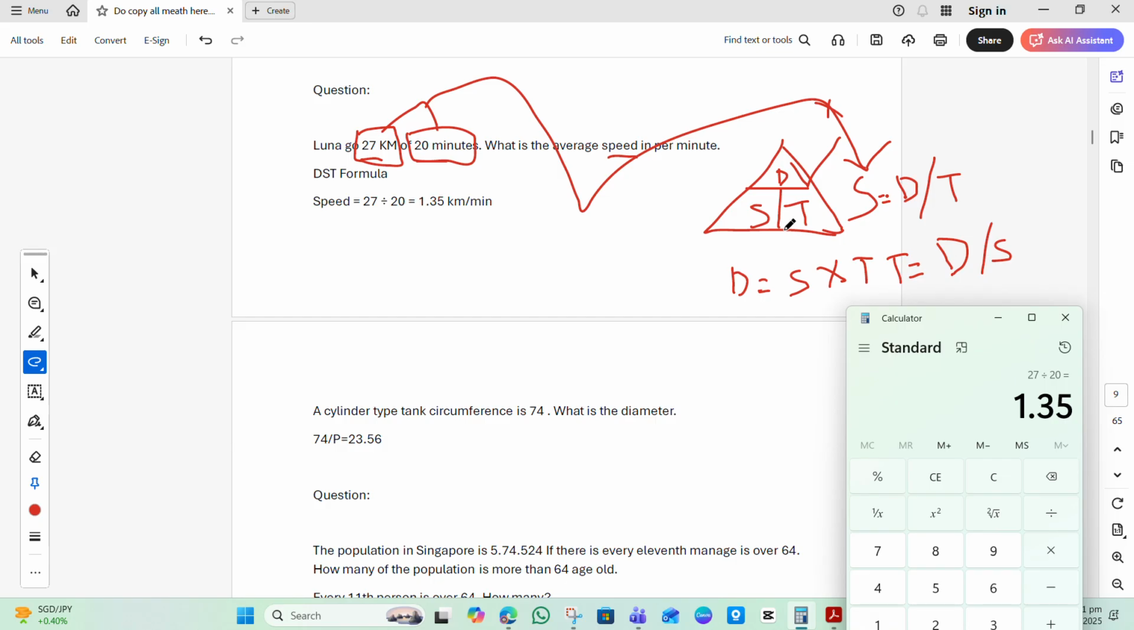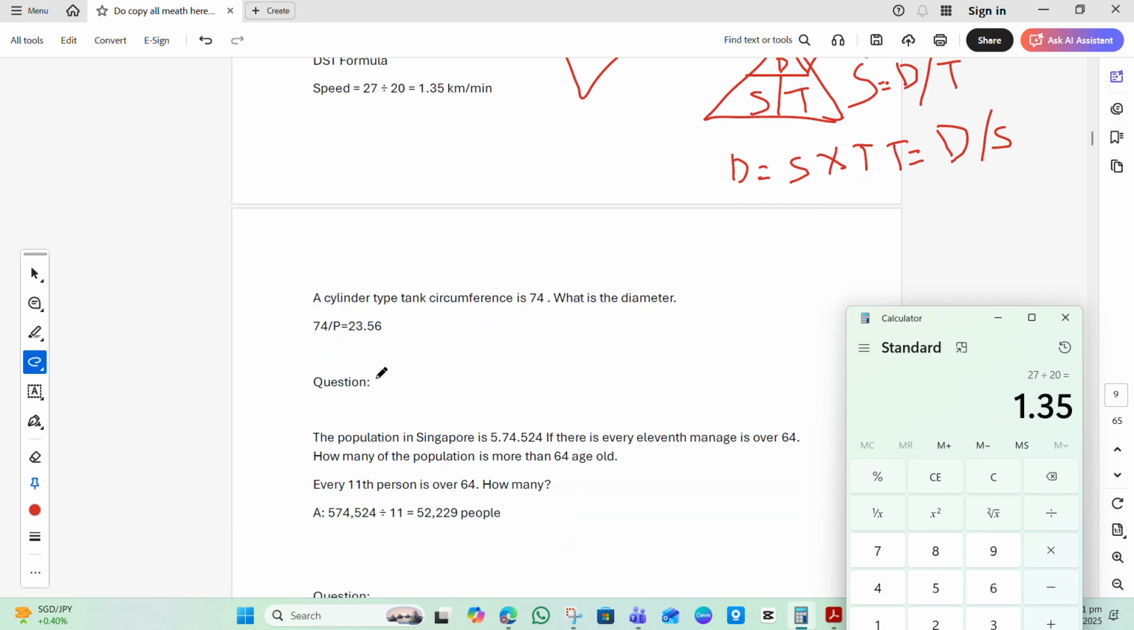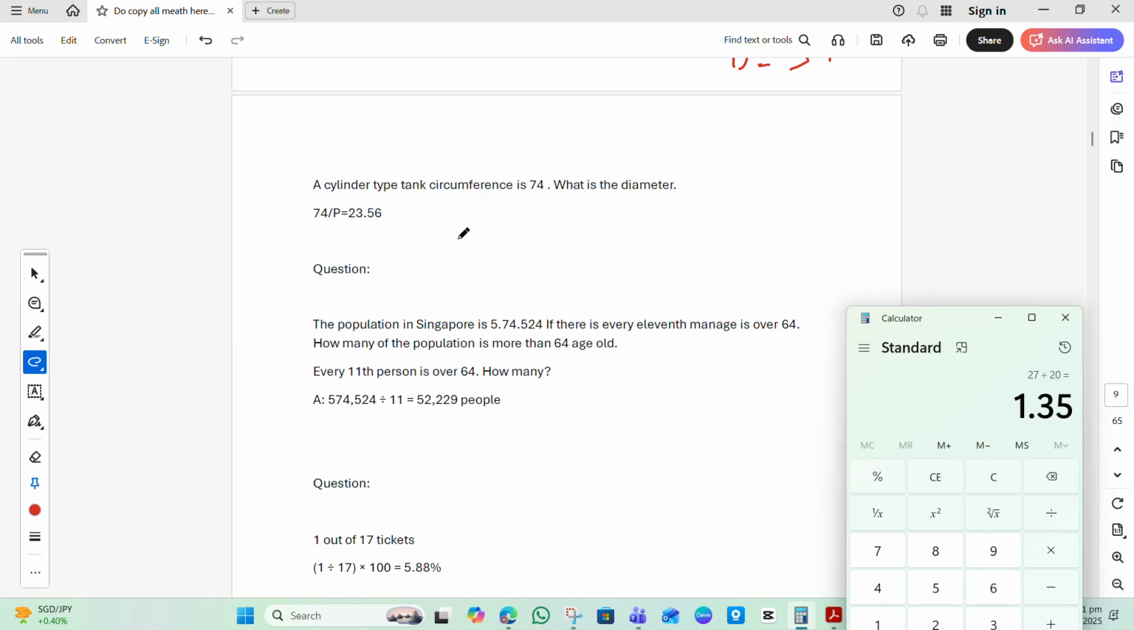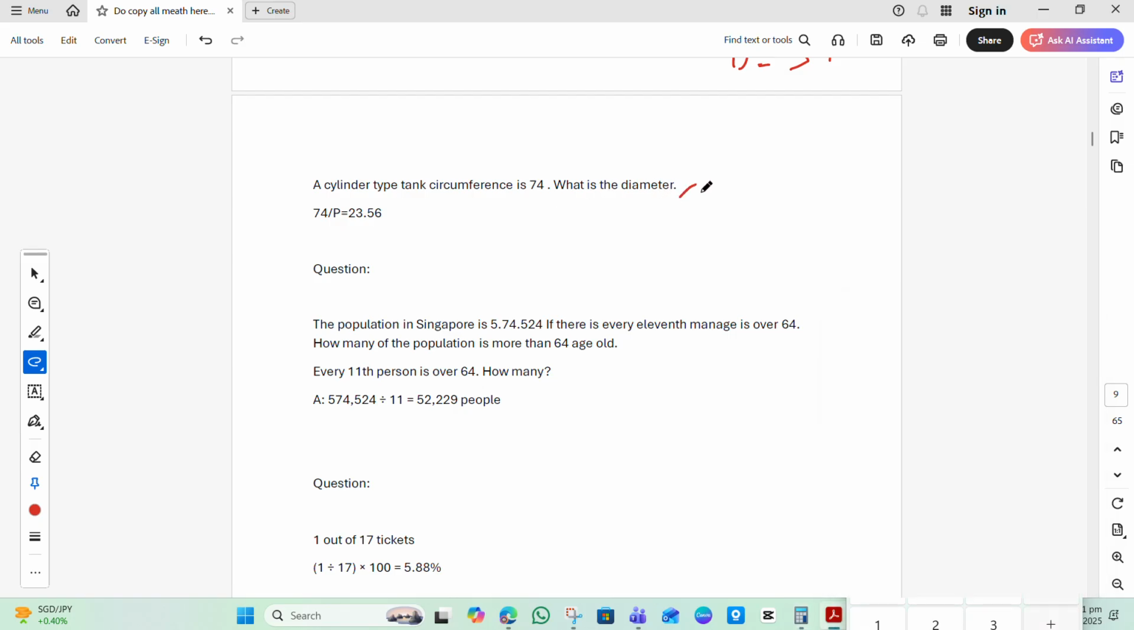Go ahead, Iqbal bhai. Okay, this is a question I faced, and it is also a bit tricky. The question says a cylinder-type tank has a circumference of 74. What is the diameter? They show 74 divided by something, the perimeter, 74 divided by what?